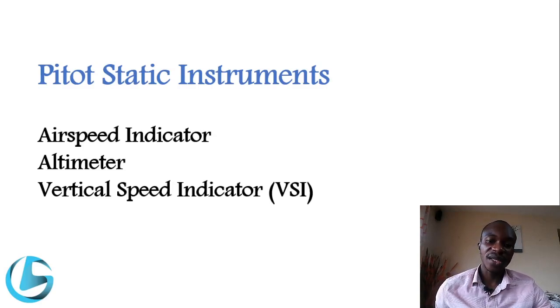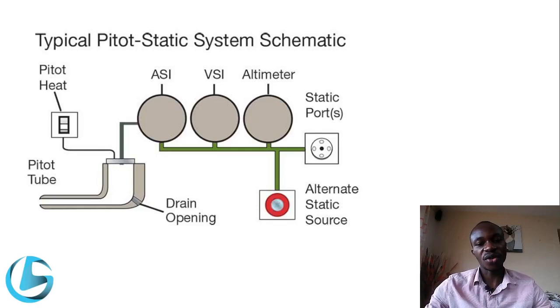We are going to be looking at how these instruments work together and how they are connected together. So this is the pitot tube. Remember from the previous diagram we saw a pitot tube that has the pitot pressure and the static pressure combined, but in this configuration they are separate. This is the pitot tube that measures the pitot pressure, and we have static ports here that measure the ambient pressure or the static pressure surrounding the aircraft.